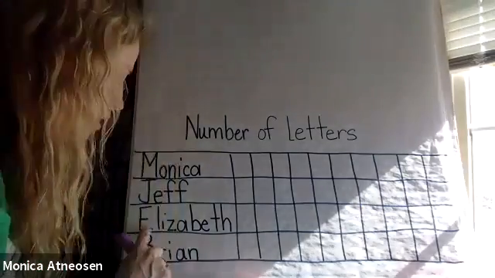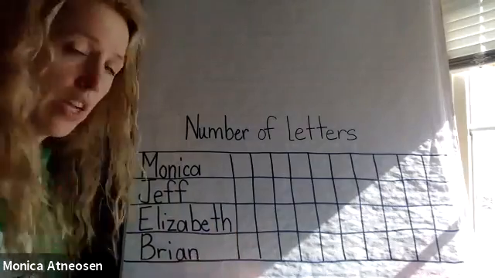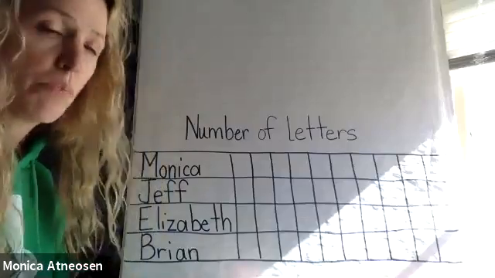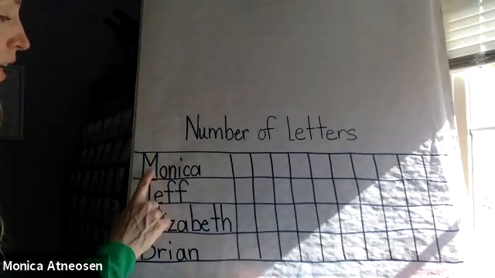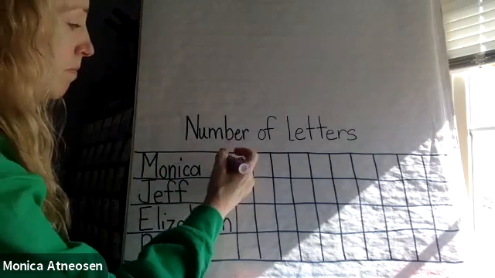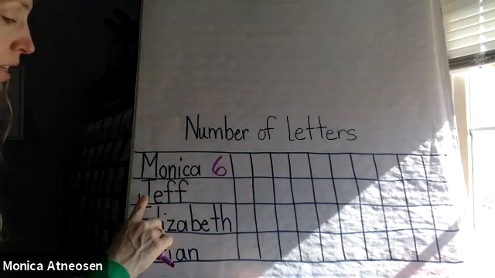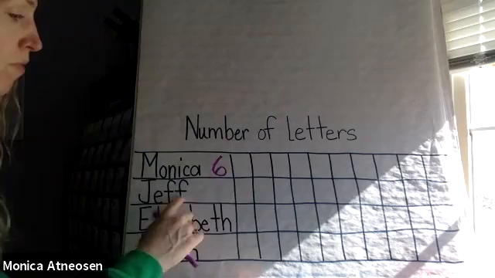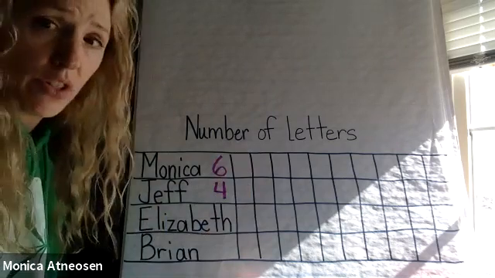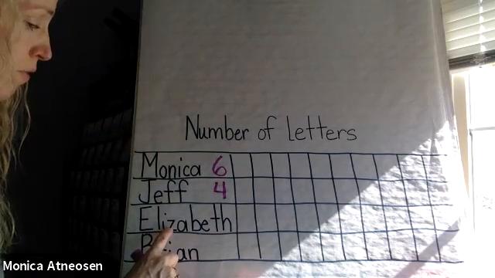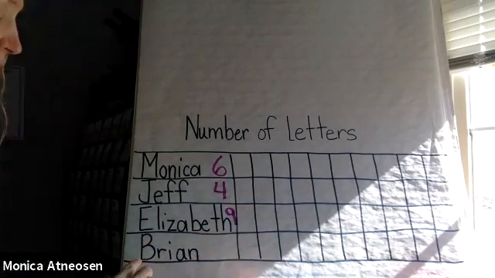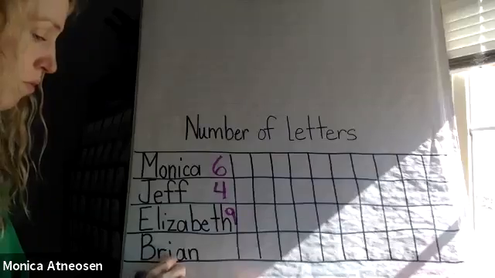And Elizabeth, she's my daughter. And Brian, he's my son. So I'm going to graph the letters in our names. And so here's my name. I'm going to count 1, 2, 3, 4, 5, 6 letters for me. Mr. Atnison has 1, 2, 3, 4. His name is Jeff. Elizabeth, hers is the longest. 1, 2, 3, 4, 5, 6, 7, 8, 9. And Brian, 1, 2, 3, 4, 5.